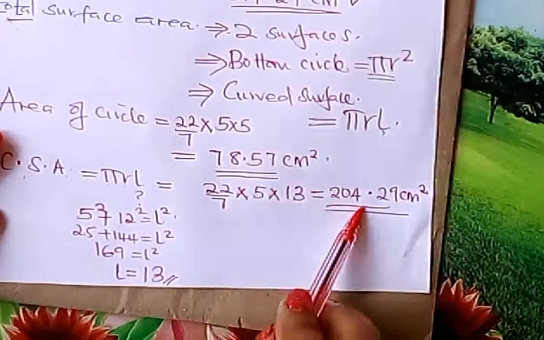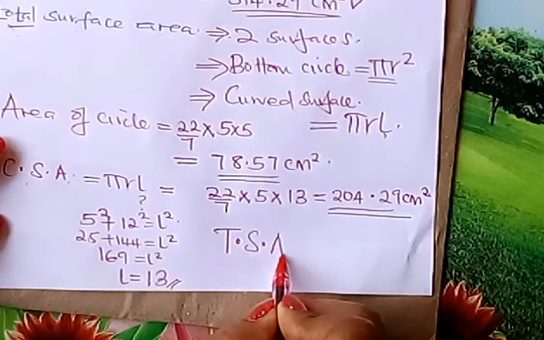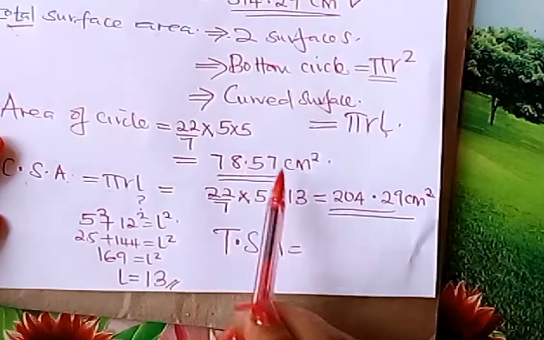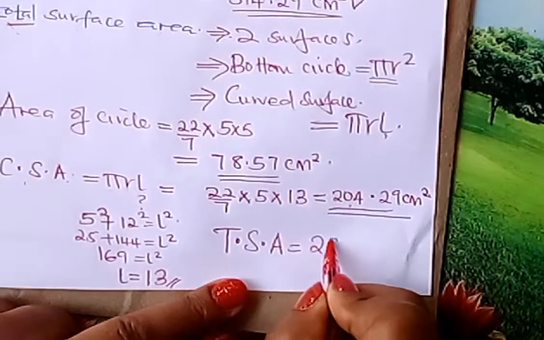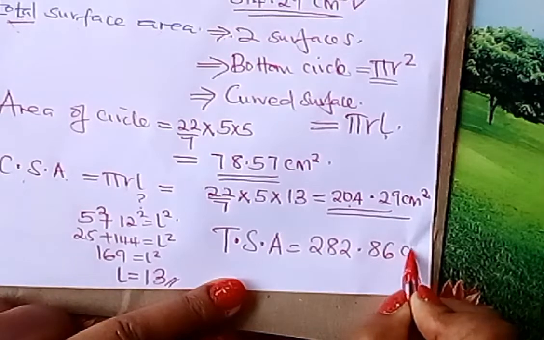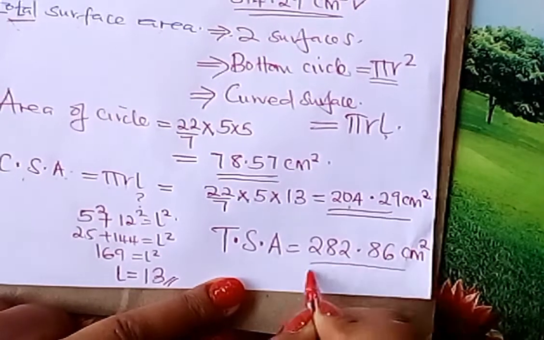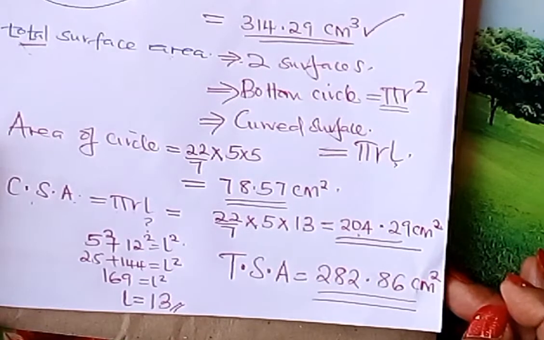So we have the area of the curved surface, and we have the area of the bottom circle. You add the two to get the total surface area. You add this plus this, and you should get 282.86 centimeters squared. That is the total surface area of our cone.